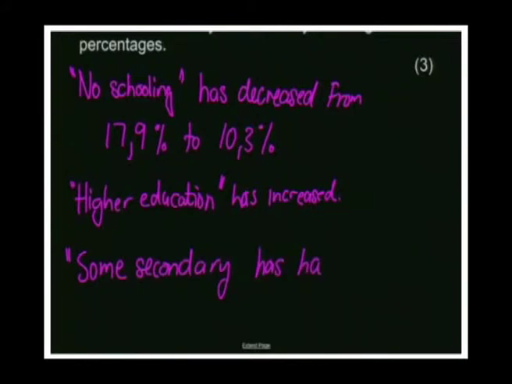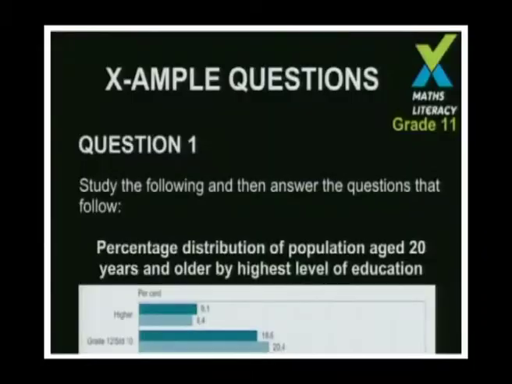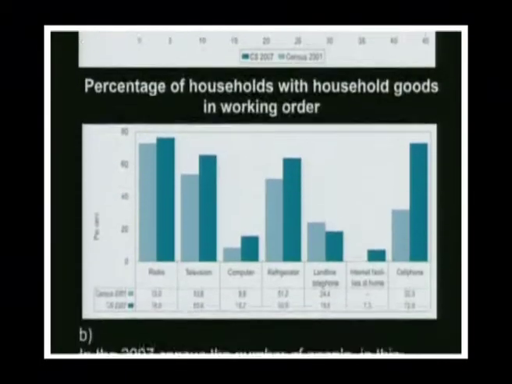Some secondary has had a big increase from around about 30% to around about 40%. That is a very big increase, an increase of almost 10%. Let's have a look at the next question.